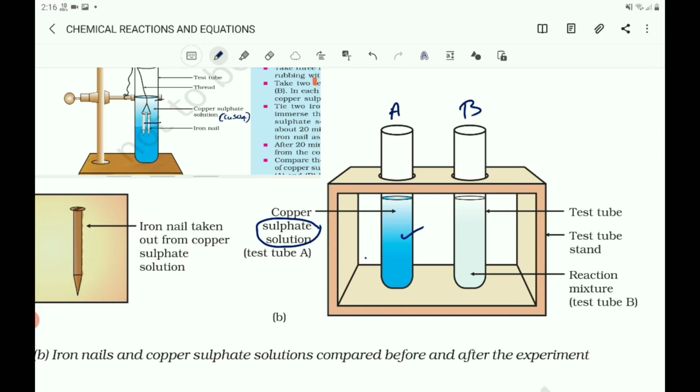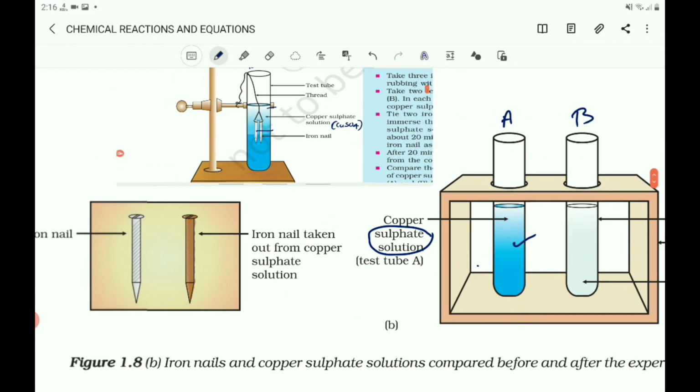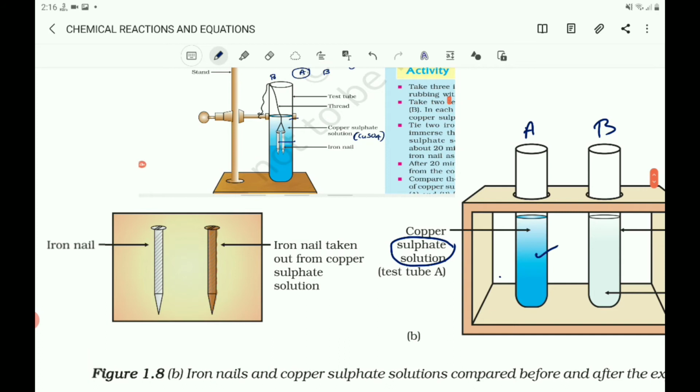That is one observation. The other one: see the color of the nail. A shiny brown coating of copper metal is seen on iron nails dipped in copper sulfate solution. Observe here, the iron nail taken out from the copper sulfate solution appears brown. Why is it brown? That is due to the coating of copper metal on the surface of the iron nail.